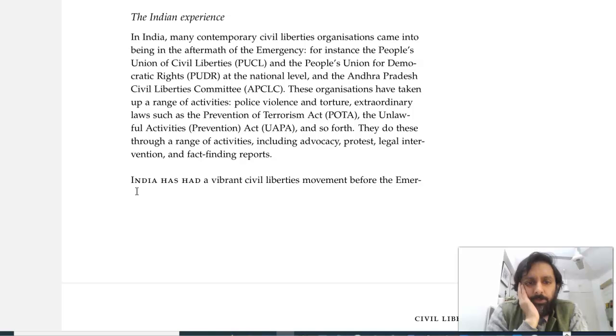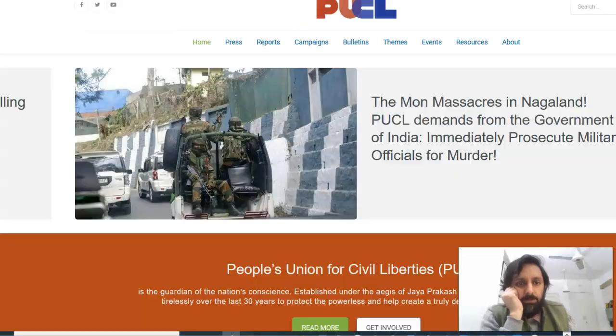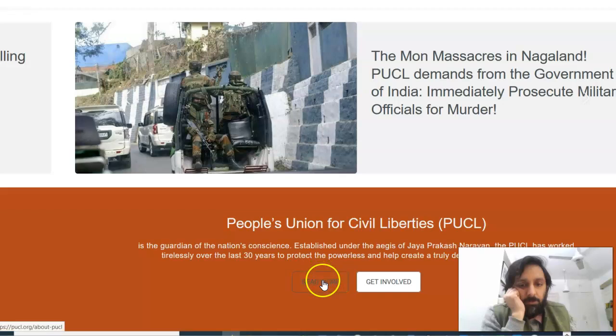The most famous national ones, the PUCL and the PUDR, were originally part of one organization which then split up. The Andhra Pradesh Civil Liberties Committee, the APCLC, has also been very famous. And there's a recent book by K. Balagopal, who was its secretary for some part of its tenure, which I haven't read, but I recommend. I'm just going to take you to the websites of PUCL and PUDR to give you a sense of what they're working on right now.